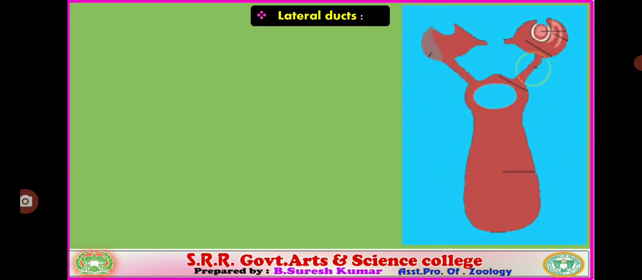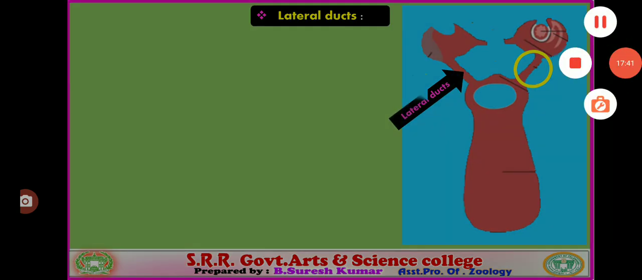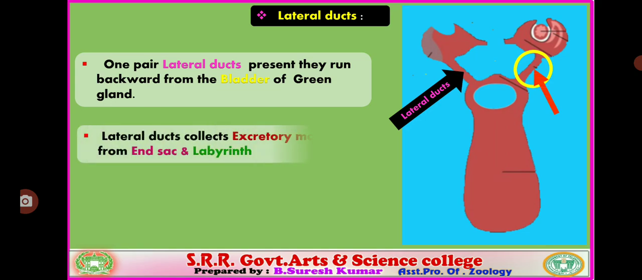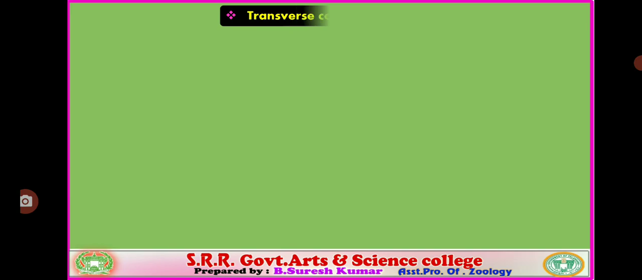One pair of lateral ducts is present, one on either side. These lateral ducts run backward from the bladder of the green gland, and ultimately these two lateral ducts are going to fuse with a transverse tube, that is the connective. These lateral ducts collect excretory material from the end sac and labyrinth, remember.